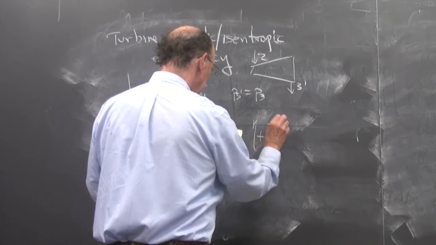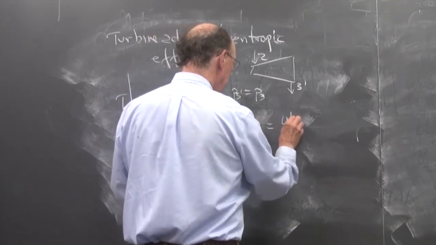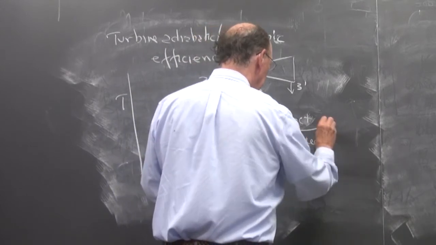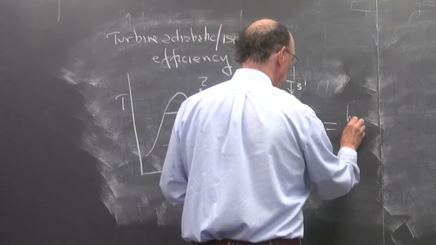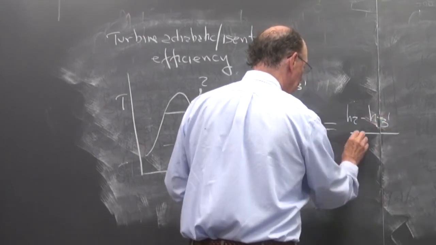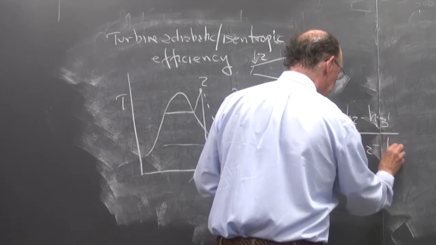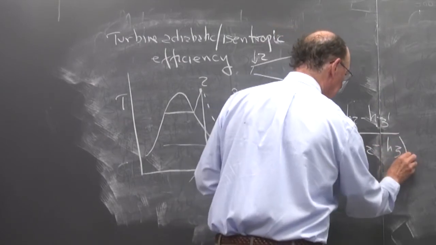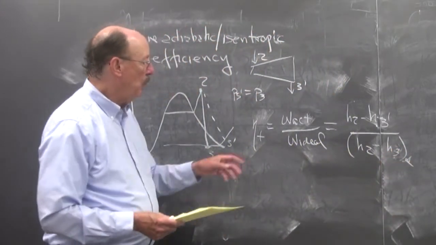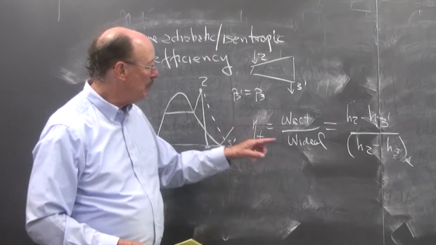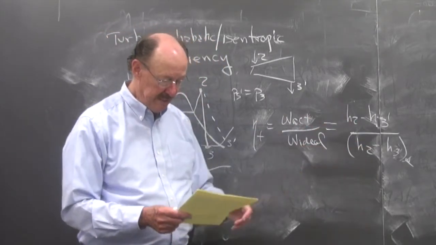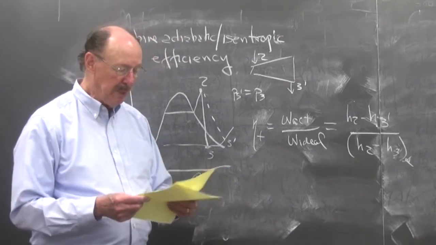The pressure is the same, the entropy is different, and the turbine efficiency is equal to W actual over W ideal, is equal to H2 minus H3 prime over H2 minus H3 isentropic. So what is going to happen in problems is that we have to find the ideal, use the efficiency to calculate the actual. And so we'll need the actual state. And similarly with the pump.